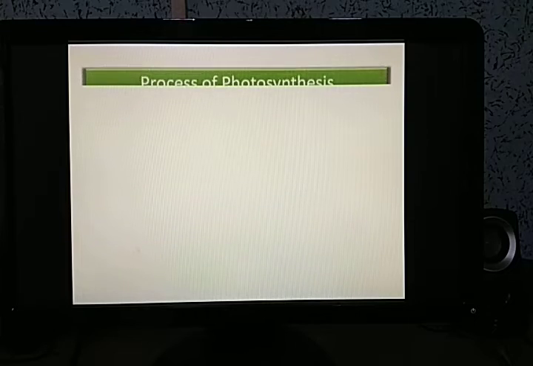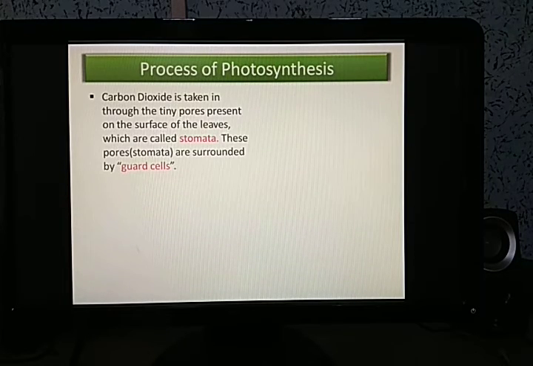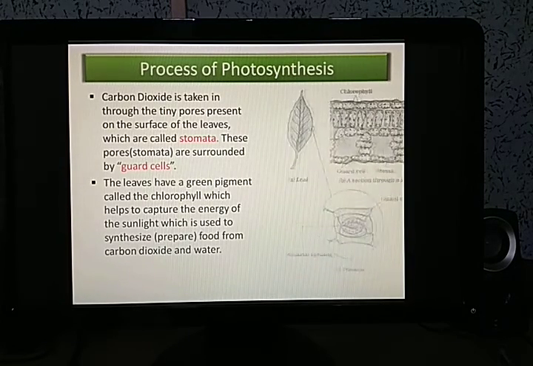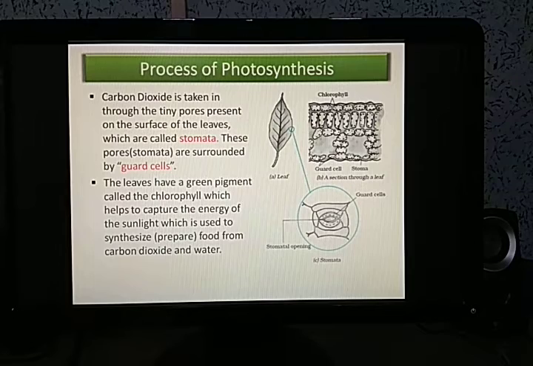Now moving on, carbon dioxide. Yes, this is also one of the ingredients. Carbon dioxide is also required. So how is this carbon dioxide taken from the air? It is taken through the tiny pores present on the surface of the leaves. Let me show the diagram. Yes. So this is the leaf.